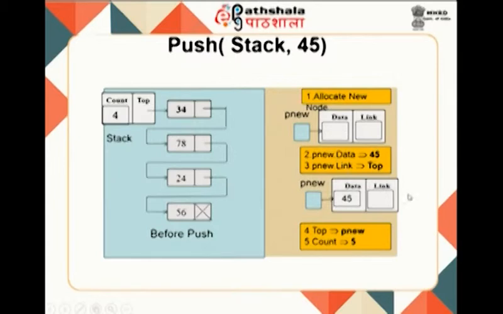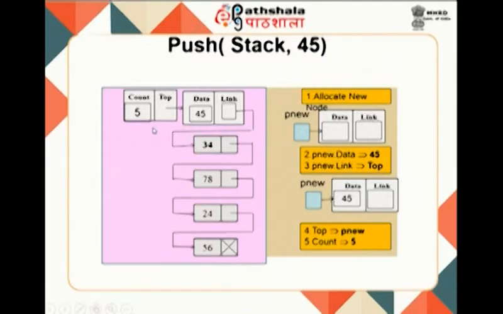So, top is equal to p new, the new node, and the count has to be incremented to 5. This is what will happen. This is the new p new, so the top has to point to p new, and the link of p new will point to the previous top. You have to do the link operation before you do the top operation, otherwise you will lose the address of the stack. So, this is the push operation.